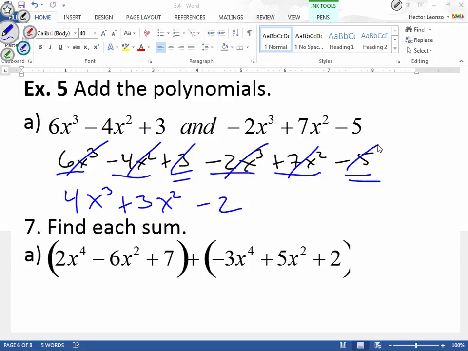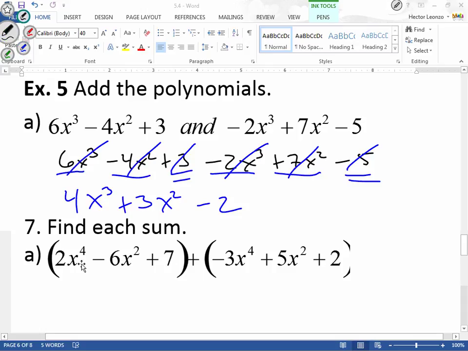The reason why I cross out my terms is just in case I don't see one, and I forgot to combine it. So if I finish and one of my terms is not crossed out, then that means I did not use it, and more likely I have my answer incorrect.